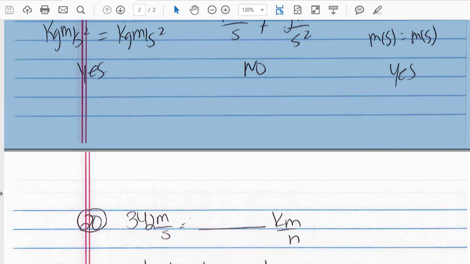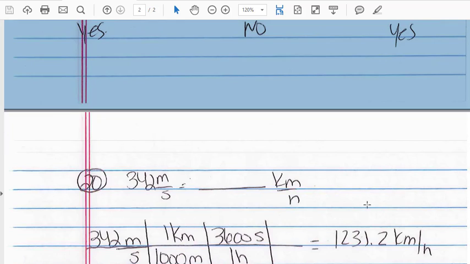In number 20, you had to convert the speed of sound to kilometers per hour. And this is a two-step process. You had to go from meters per second to kilometers per hour. So you had 342 meters per second, and then I first changed that to kilometers. There's 1,000 meters in a kilometer. I put the kilometer up top and the meters on the bottom to cancel out. Then I looked up what an hour was in seconds, and it's 3,600 seconds. So put 3,600 seconds up top and an hour on the bottom.